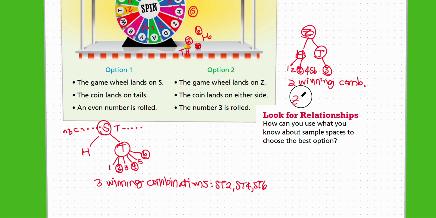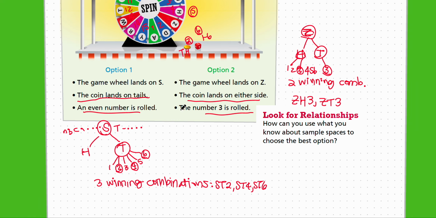Which is Z H 3 and Z T 3. So if you just look at the coin, the coin has to land on tails for option 1. Option 2, the coin can land on either side. So it looks like it could be a little bit misleading because option 2 looks like it has a greater possibility. But really, no. The number 3 has to be rolled, and that's just only one number. Here, you have an entire number set of even numbers, so you have 3 different numbers, right? So in this case, option 1 has one more winning combination.